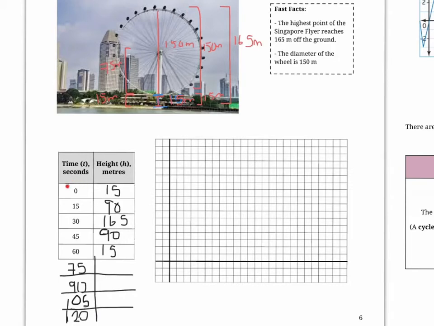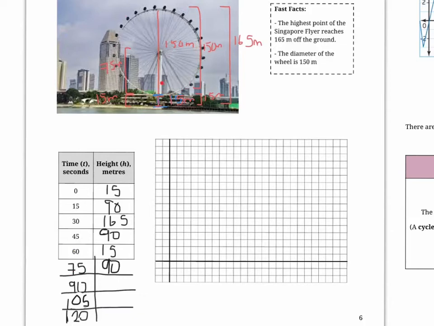Okay, so from 0 to 60, we've gone around, all right? And so now we're at 60 seconds. We're back on the ground floor of this Ferris wheel. Now we're going to go up again. So at 75 seconds, we're going to be at the quarter mark again. We know what that height's going to be. It's going to be 90. So we're going to write out 90.